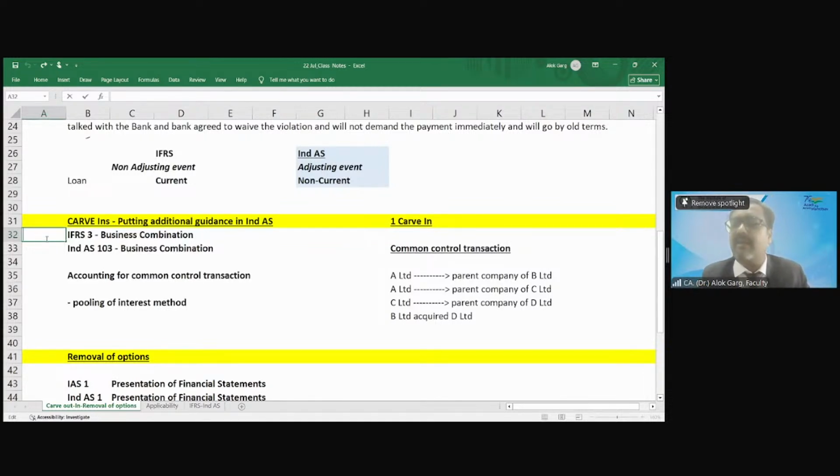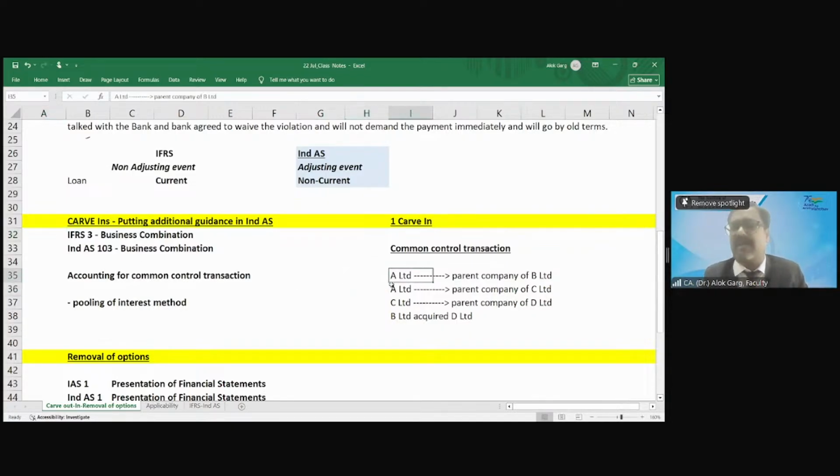For example, there is a group entity acquisition. One of the subsidiaries has acquired another subsidiary. So the parent was controlling earlier and the parent was controlling subsequently also. This is the meaning of common control transaction. So we said we will apply the fair value method as prescribed by IFRS, but in case of common control transaction, we will continue to apply the pooling of interest method, book value method.